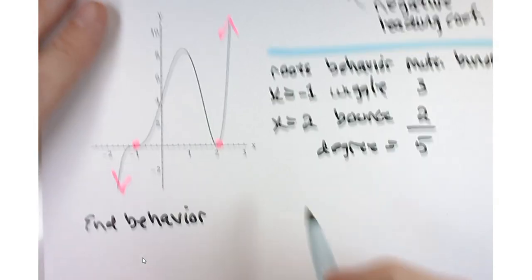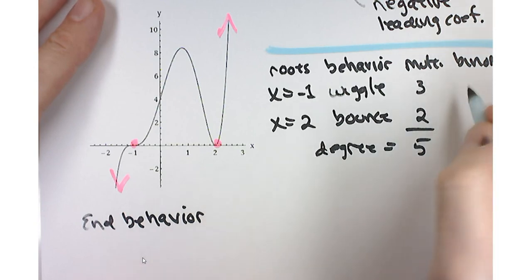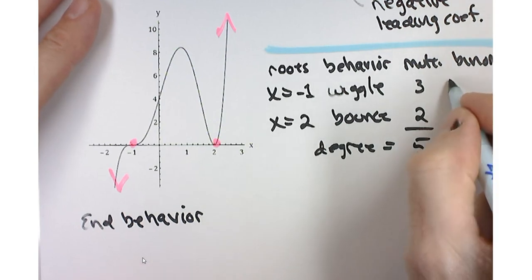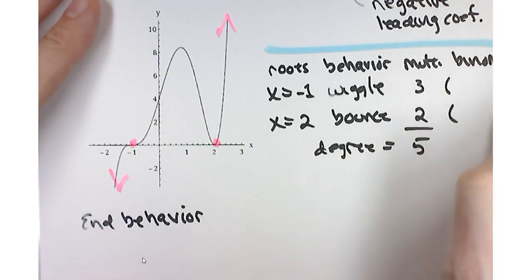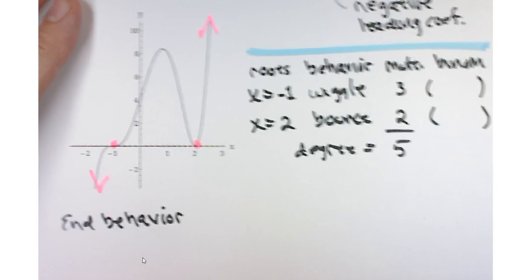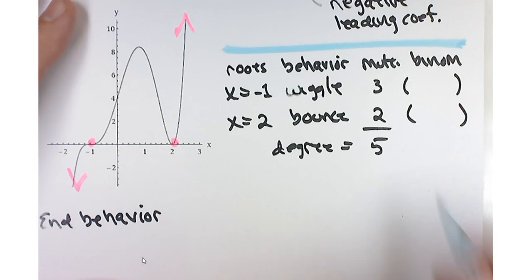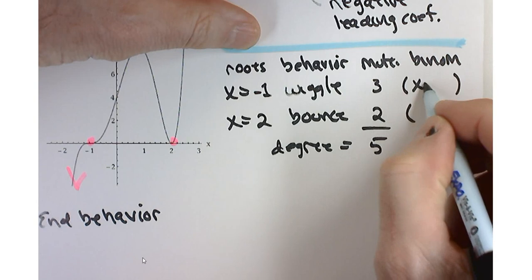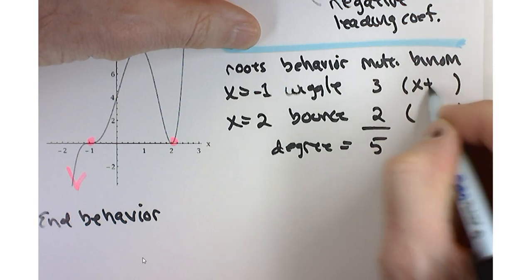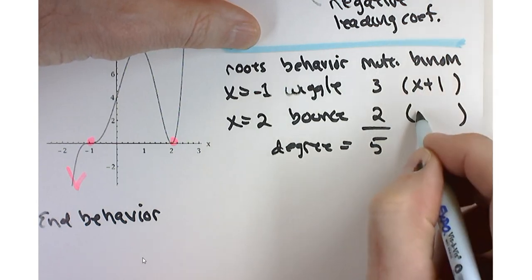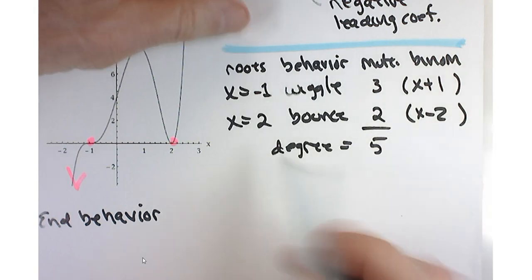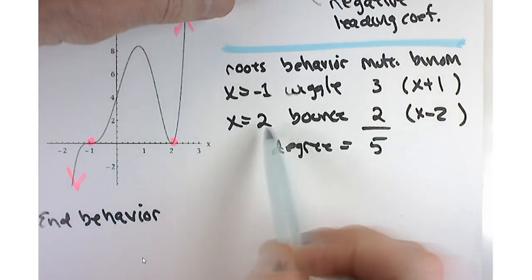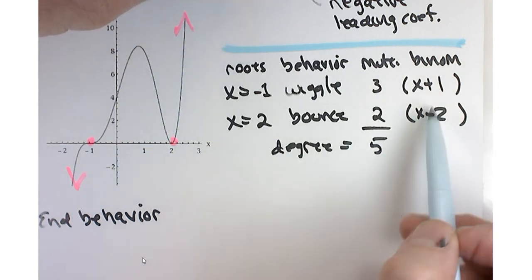But for right now, let's look at the binomials that you associate with this. What binomial terms do you associate with each of these? X minus 1, x plus 2. X plus 1, x plus 1, and x minus 2. Notice that those signs are changing when you go from the root to the binomial.